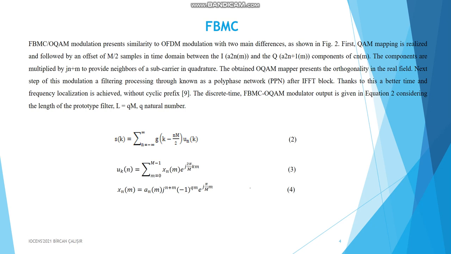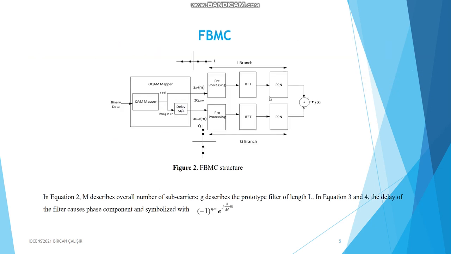FBMC. FBMC offset QAM modulation presents similarity to OFDM modulation with two main differences, as shown in Figure 2. First, QAM mapping is realized, followed by an offset of M/2 samples in time domain between I and Q components of CNM. The components are multiplied by j to the power m plus n to provide neighbors of a subcarrier in quadrature. The obtained offset QAM mapper presents the orthogonality in the real field.